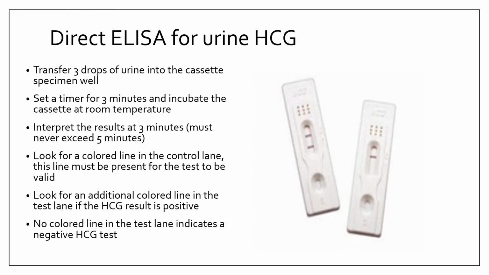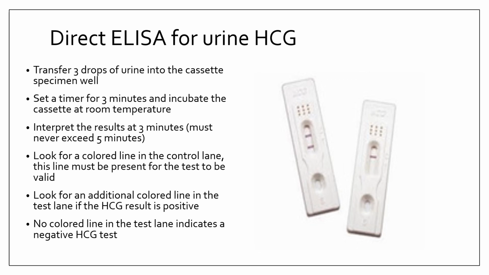Okay, direct ELISA for HCG testing. This is pretty much the type of testing that we do in the laboratory. Here we have the test cassettes that you can see over there on the right. And what we'll do is we'll take 3 drops of urine and put it into the test well, or the sample well of the cassette. We're going to set a timer for 3 minutes, and what's going to happen is that urine is going to migrate up the cellulose acetate paper away from the sample well.